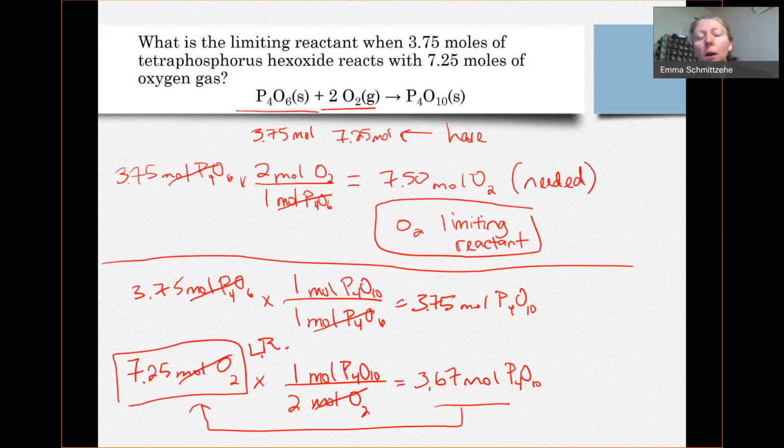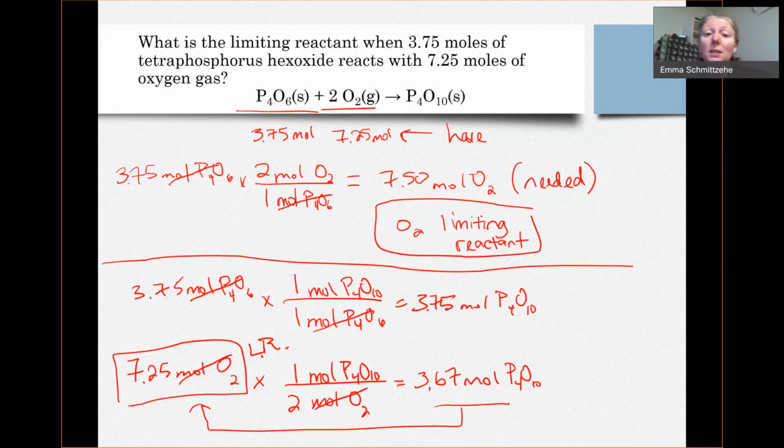But you have to keep in mind, in order to produce P4O10, I have to have both reactants, okay? And so whichever one of those can produce the least, that means once I've produced that, I'm out of that reactant. So once I've produced 3.67 moles of P4O10, I don't have any more oxygen. So I can't produce any more P4O10, okay? Meaning the oxygen is my limiting reactant. So that method also gives you the limiting reactant.